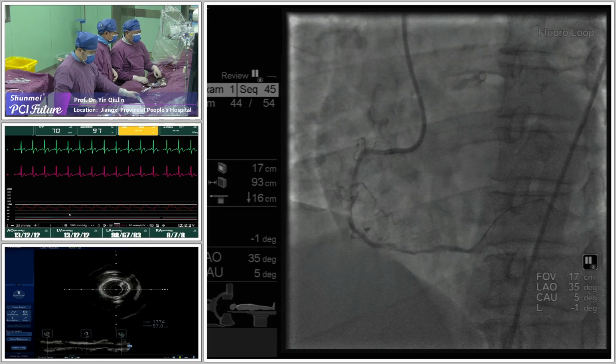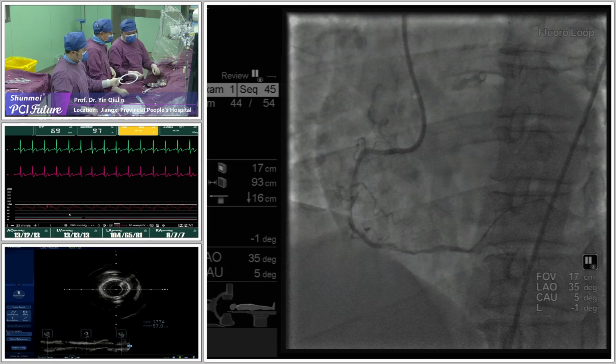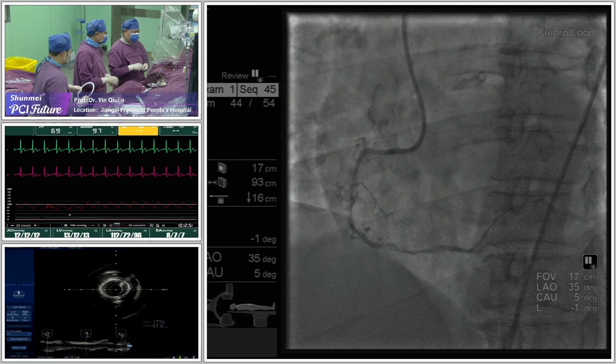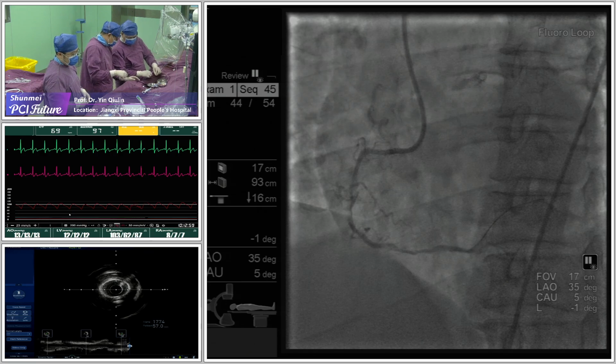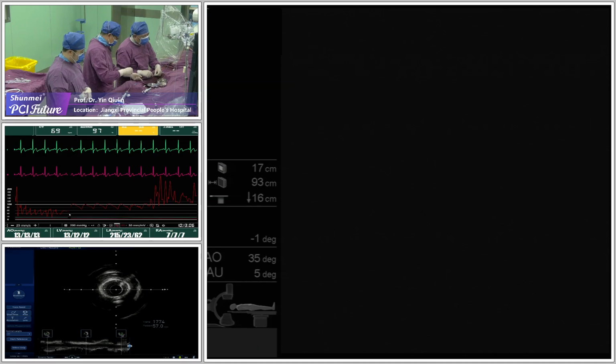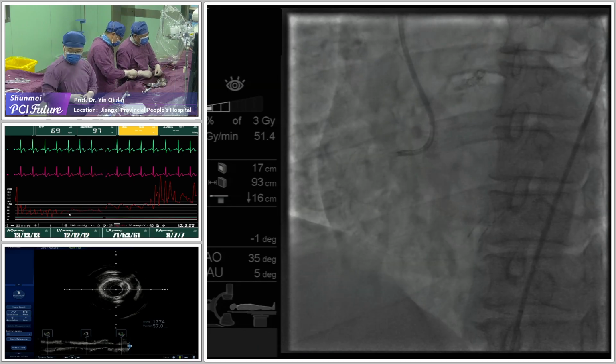到这里以后的话，我就想先把远端的支架放好，放好以后，我再来处理近中段。帮我拿一个2.5的长支架过来。2.533的支架。So now we are applying 2.5 millimeter and 33 stent. Apply in the middle segment of calcified lesions.